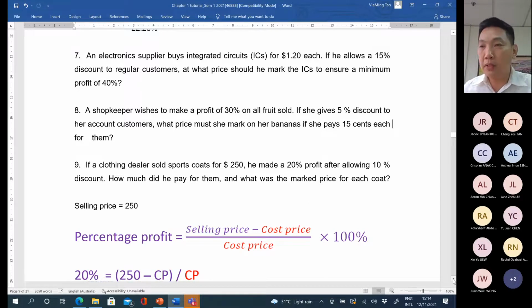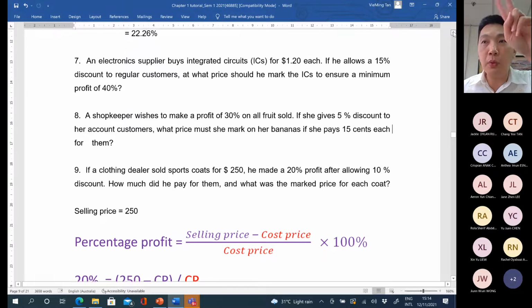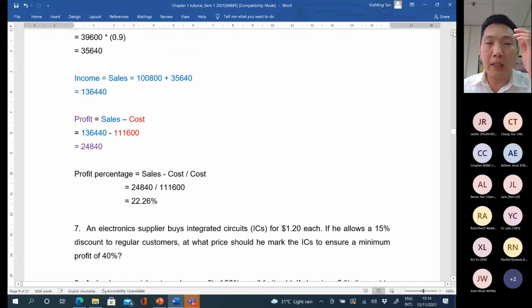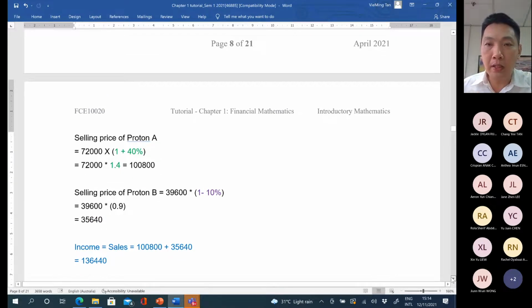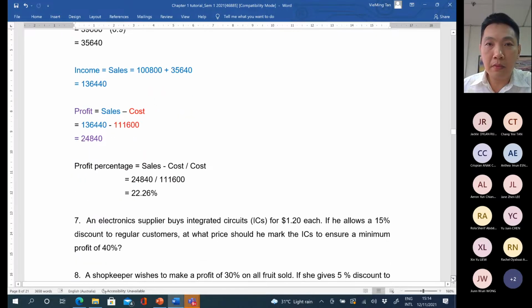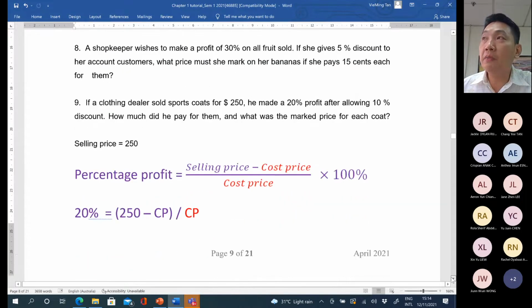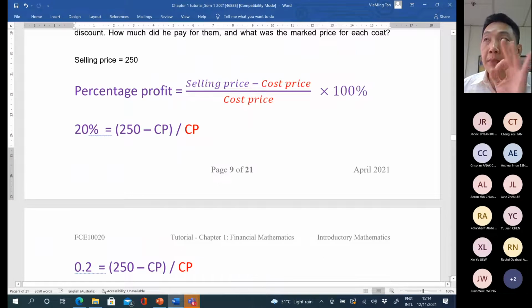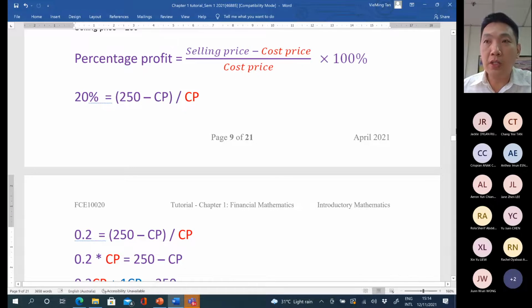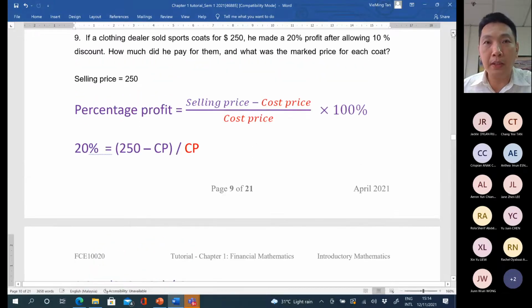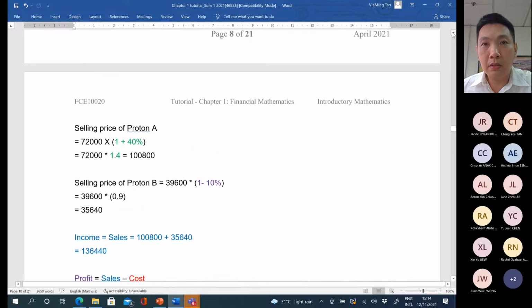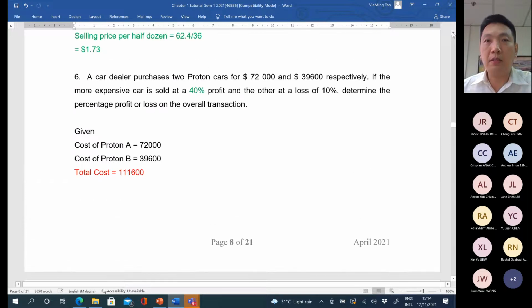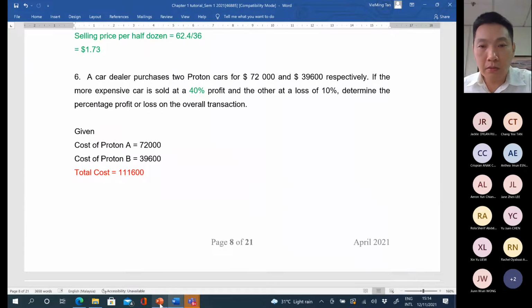Okay, any question on this? So the tricky part for this question is that it involves two items, car A and car B. But we apply the same formula, okay? It's just like there are two items now, and then they record different profit margins. One is a profit of 30%, another one is making a loss of 10%. So that is the challenge for question number 6. Okay, question number 6.